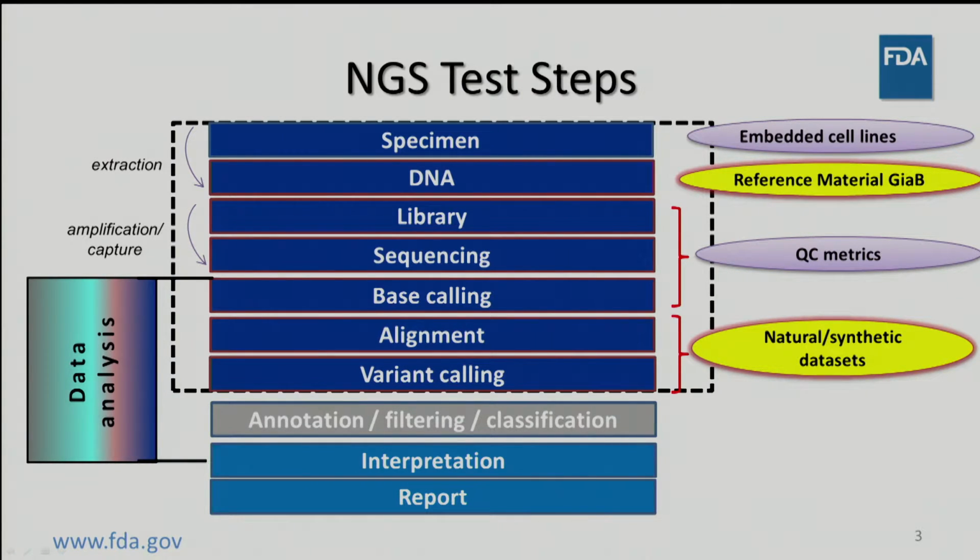Along the test analytical workflow, benchmarking can happen in different steps. For example, reference materials can benchmark analyte types such as DNA. Datasets from either natural reference materials or synthetic datasets can be used to benchmark NGS bioinformatics pipelines. There may be other benchmarks in other steps. However, they are not currently available. This talk will focus on reference materials and natural and synthetic datasets.